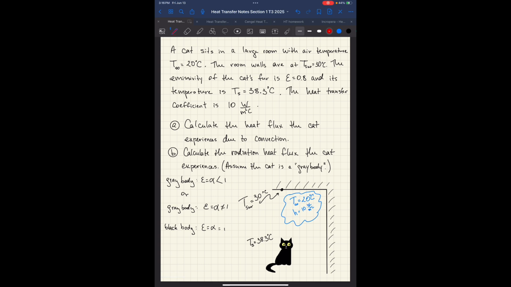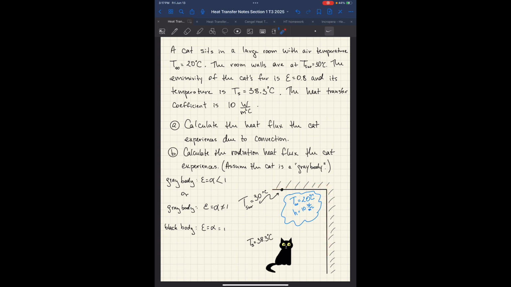So we have here this classic example. We've done this example in class several times. The cat sits in a large room. Hint, large room basically means you can treat the large room like a black body. Air temperature in the room is 20 degrees Celsius. The room walls are at 30 degrees Celsius, so the surroundings.